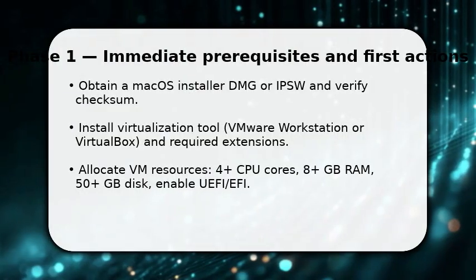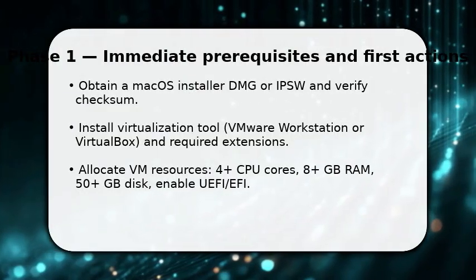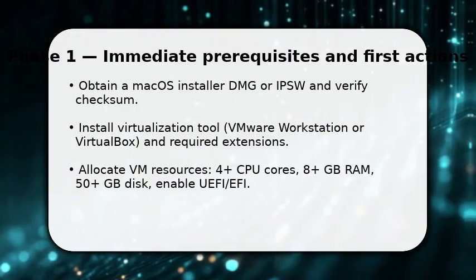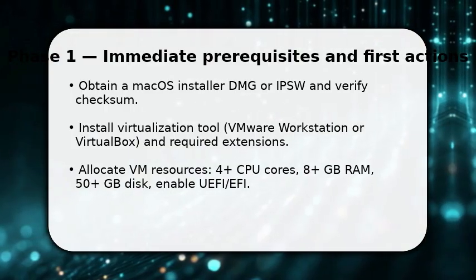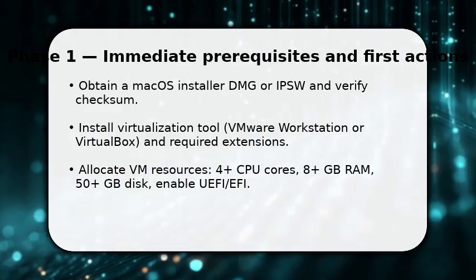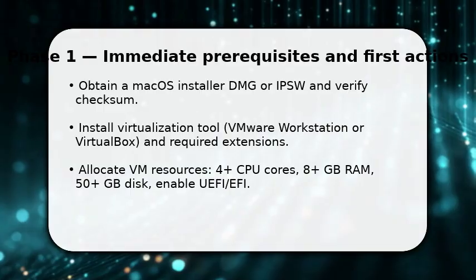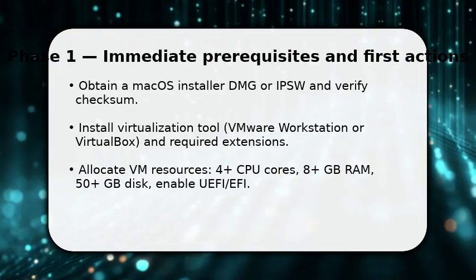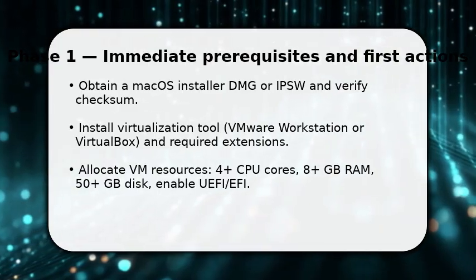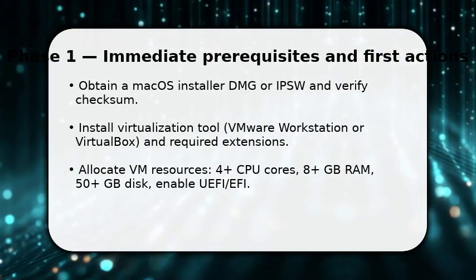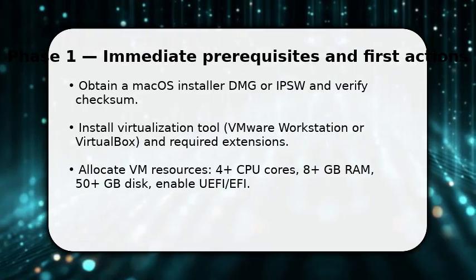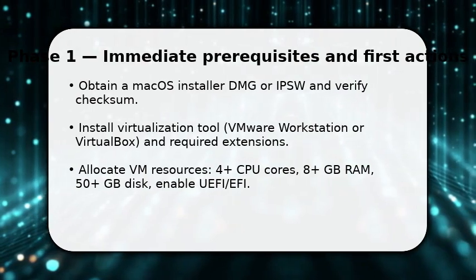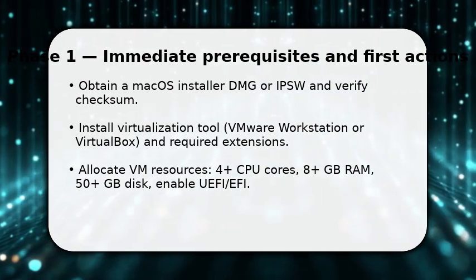You start by gathering everything you need: the Mac OS installer image and a virtualization app that supports EFI. Once done, install VMware or VirtualBox and the matching extension pack so USB and EFI firmware work. Make a new VM configured for UEFI, assign at least 4 CPU cores, 8 GB of RAM, and 50 GB of disk. Also enable virtualization in BIOS. Without that, the VM won't boot Mac OS. Now you're ready to attach the installer image and continue.